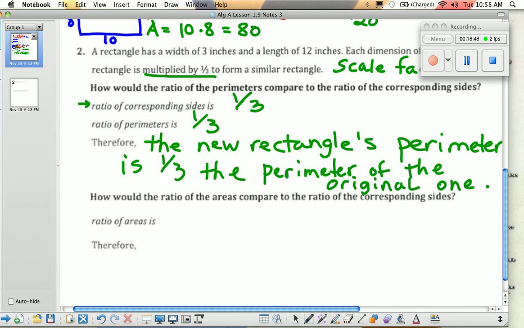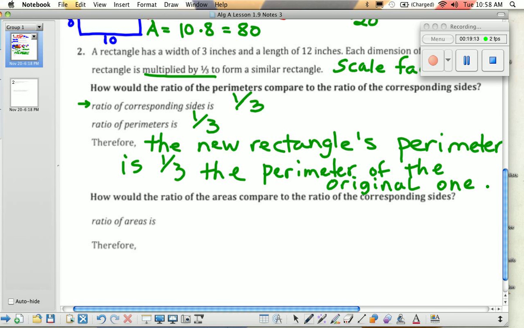Again, let's go back to the bedroom. You double the dimensions. Did your bedroom get twice as big? No. It got 4 times as big. It got 2 times 2. So is this rectangle really going to only be 1/3 the size of the original one? What's it going to be? 1/9.